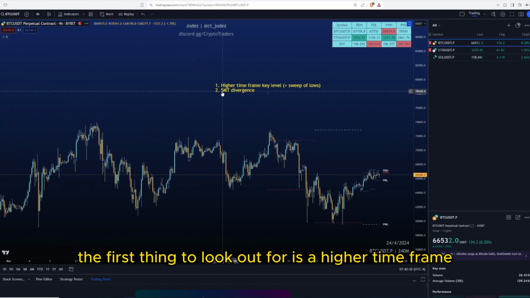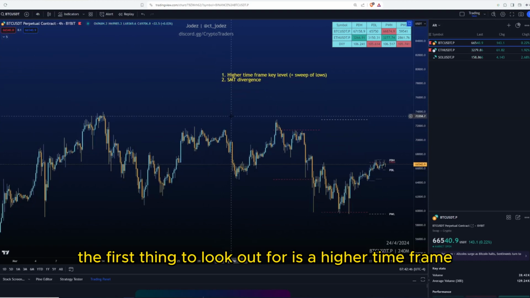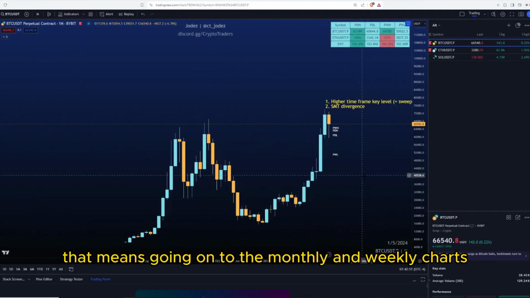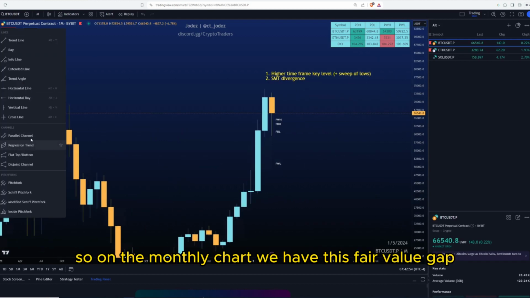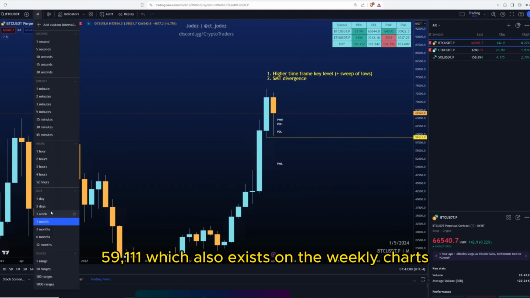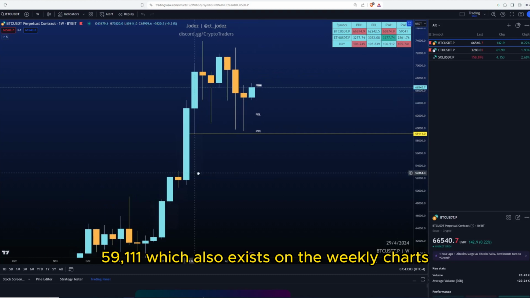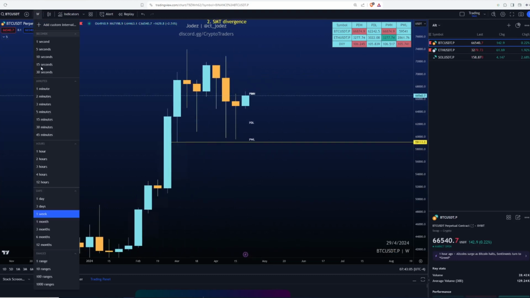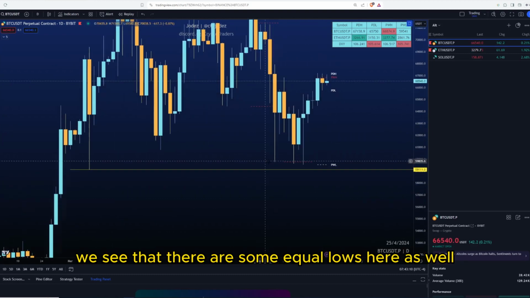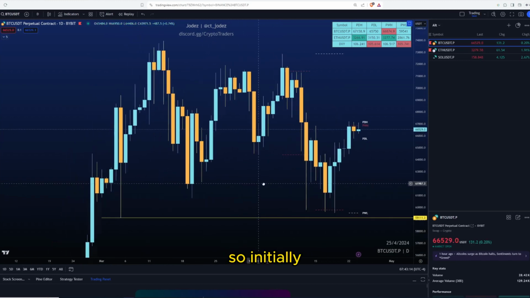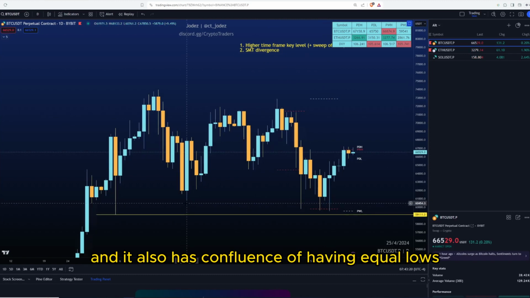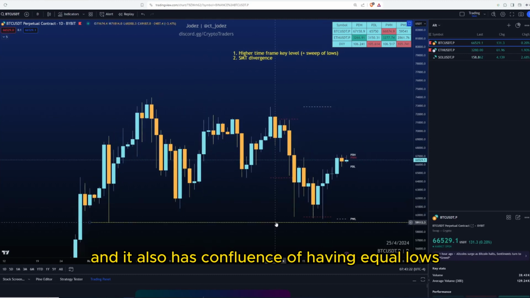The first thing to look out for is a higher time frame key level. That means going onto the monthly and weekly charts and marking out the key level. On the monthly chart we have this fair value gap, 59,111, which also exists on the weekly chart, same fair value gap. Finally, going down to the daily time frame, we see that there are some equal lows here as well. So initially that would be our higher time frame key level, and it also has confluence of having equal lows.